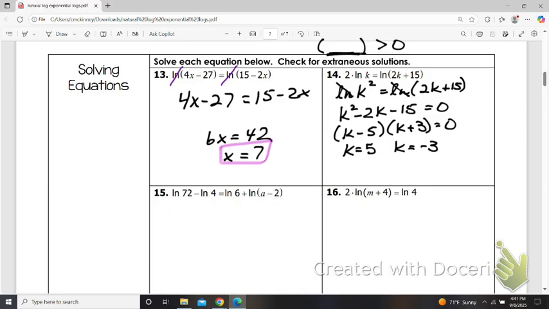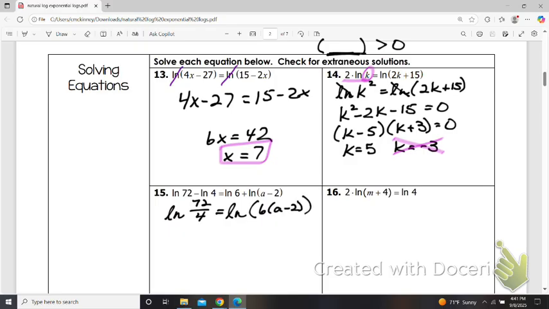And even though it later gets squared, in the original problem, right here, that k, because of that, oops, sorry about that, this one is extraneous, so only keep the 5. So this time we need to condense on both sides. When I condense, I've got 72 over 4, and over here, I'm going to have 6 times a minus 2.